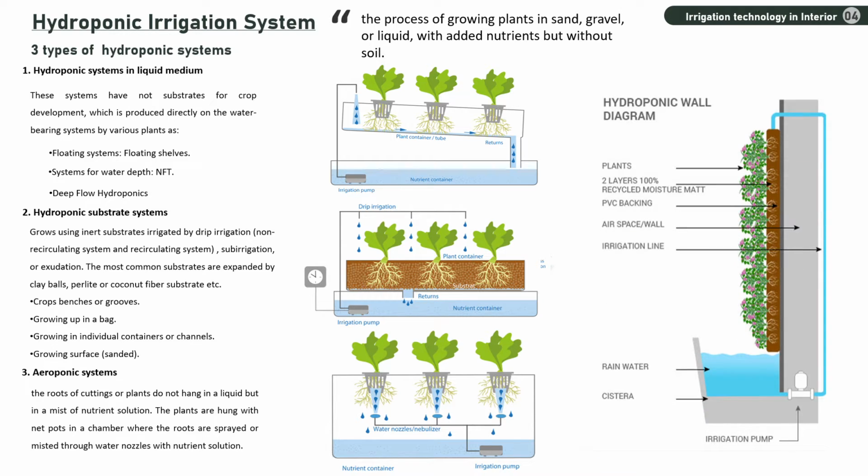So lastly, here we have a hydroponic wall diagram for you to imagine what it's like in a living wall with your preferred type of hydroponic irrigation system. So another irrigation system for living wall, lastly, is the aquaponic irrigation system. So aquaponic is an interlinked bioculture system.